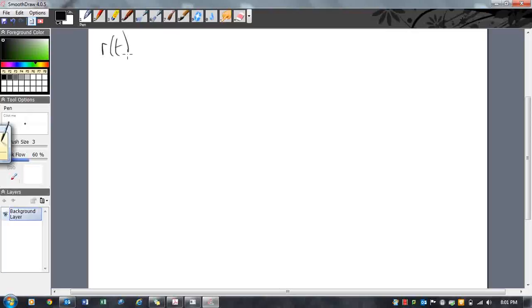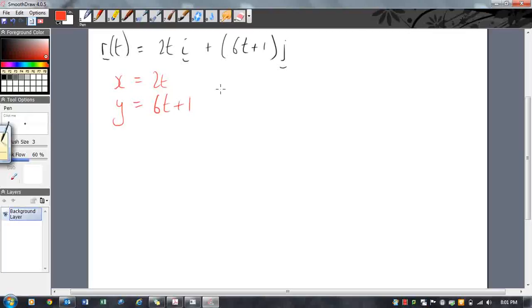So let's say we have some r function. This is just our position vector function, equals, let's go 2t i plus (6t plus 1) j. There's our r function, our position function. We want to pull out the Cartesian equation from this. Firstly, we want to write what is the function of t in the i and j. In other words, what's our x function? Our x function is equal to 2t. Also, our y function, our up and down function, is 6t plus 1.